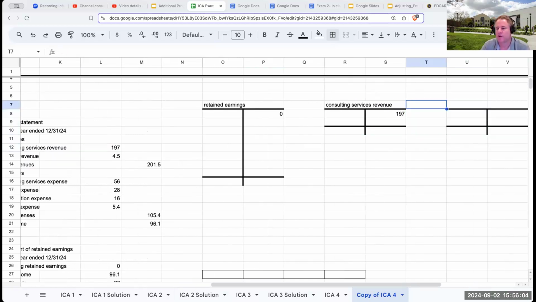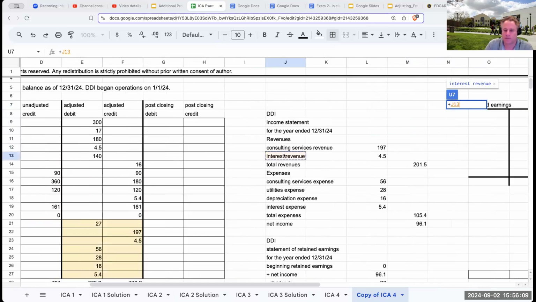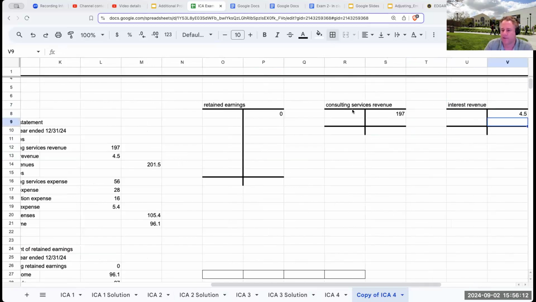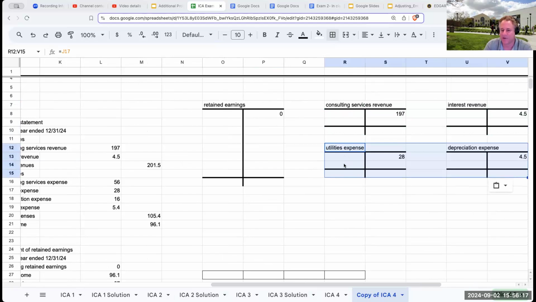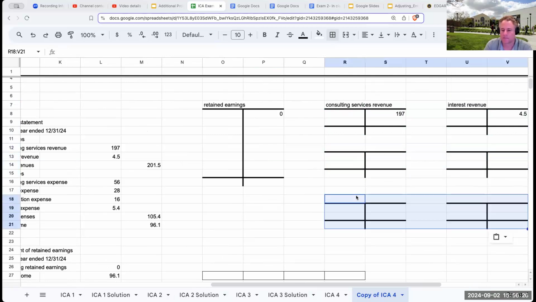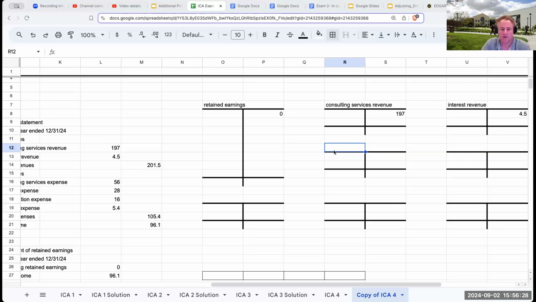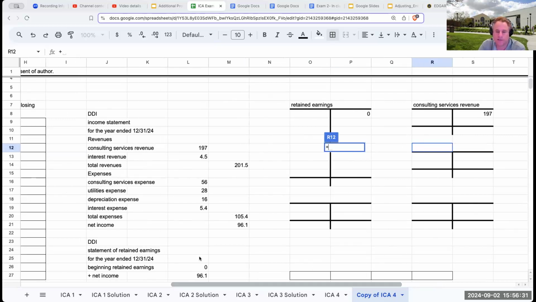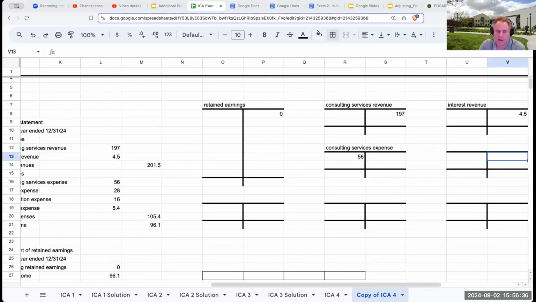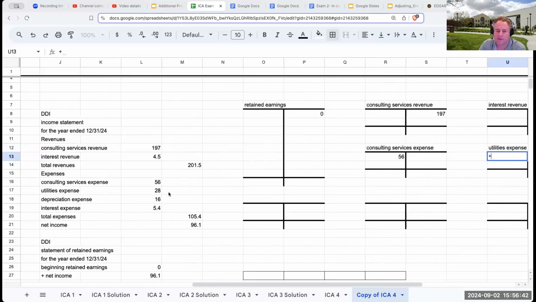Just pulling that from the trial balance. Over here, we had interest revenue of 4.5. I've got to do this for every single one of the revenue and expense accounts. I've got consulting services expense, which had a debit balance of 56. Over here, utilities expense had a balance of 28.